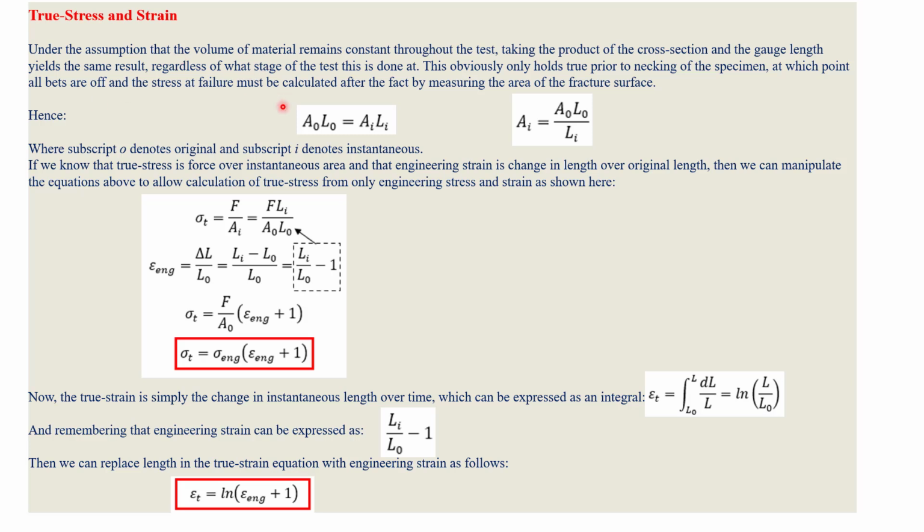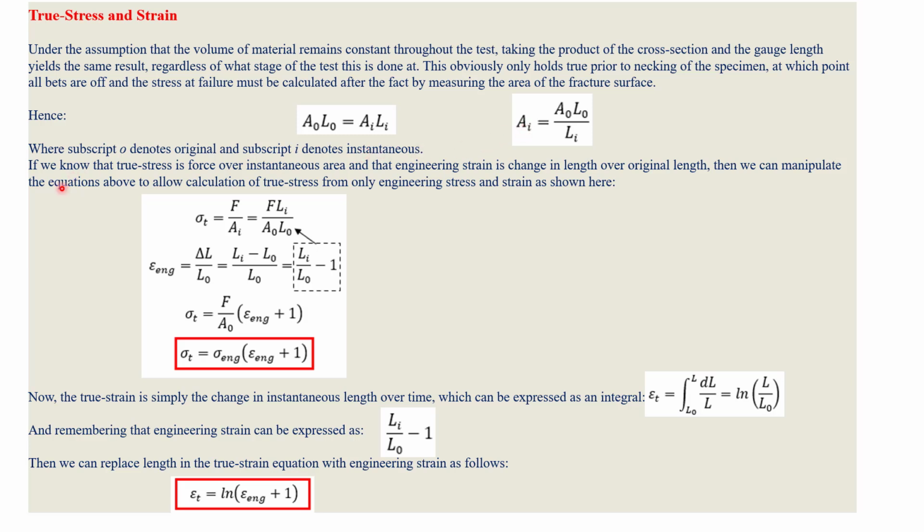So if we just try to do that, we have the assumption that volume remains the same. So area into length is equal to area into length, initial area, that is the final area, we can take it. So I would like to find out the intermediate area, that is A naught L naught divided by L. So this is how it is formulated. Now, 0 is the original, and i denotes the instantaneous, that is the intermediate, we can call it.